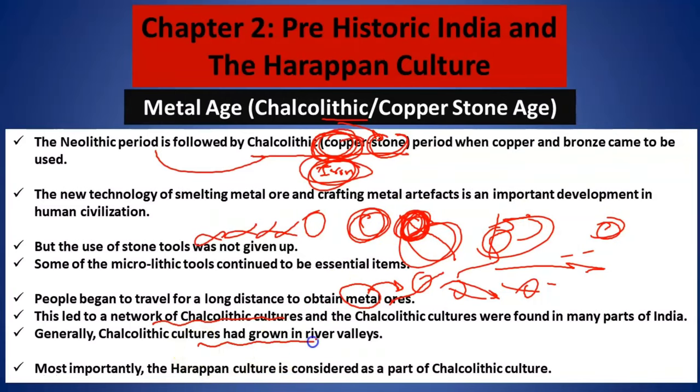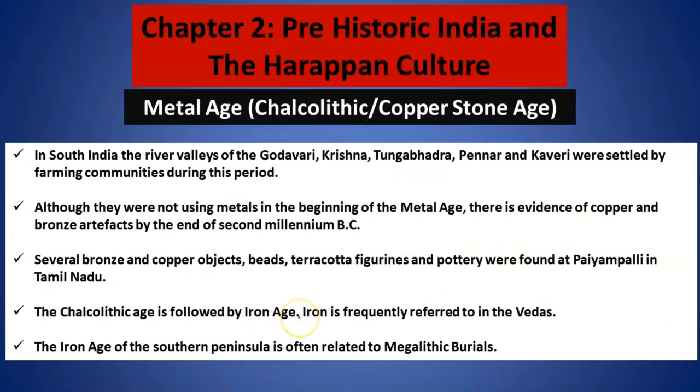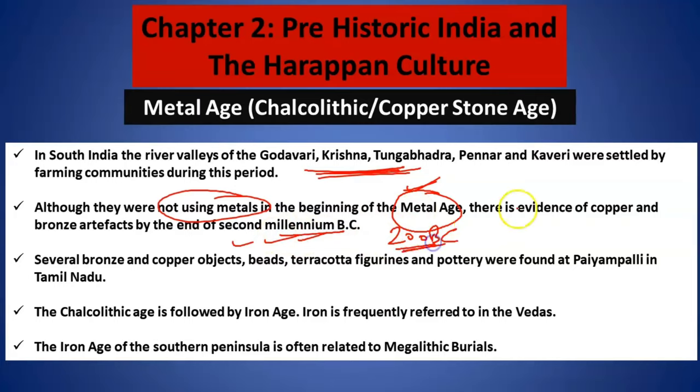Most of these cultures have also grown along the river valleys. One of the most important Chalcolithic cultures of this era is the Harappan culture, which we will see now. Now, these are the examples in South India. They developed along these rivers. When the Metal Age started in other parts of the world, in South India they were not using metals, but slowly by the second millennium BC, there is evidence that they started using copper and bronze.